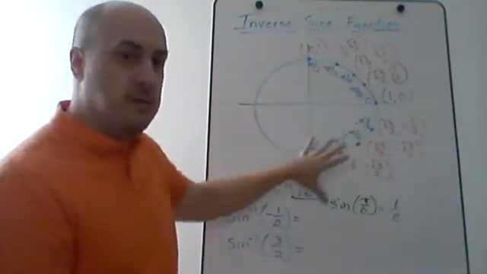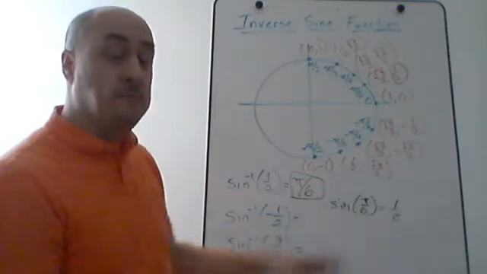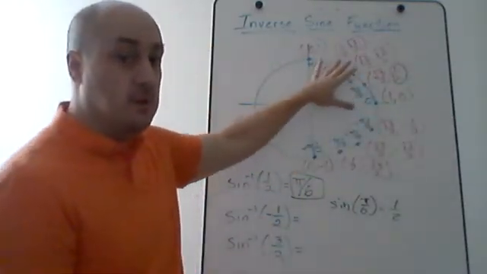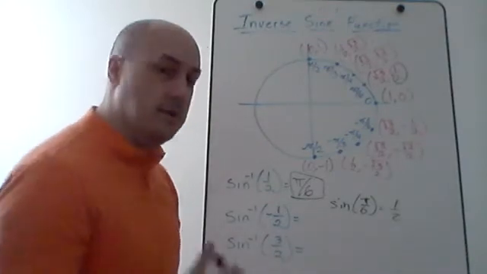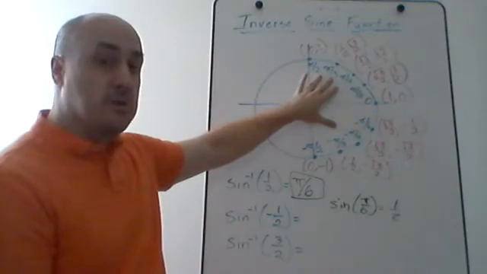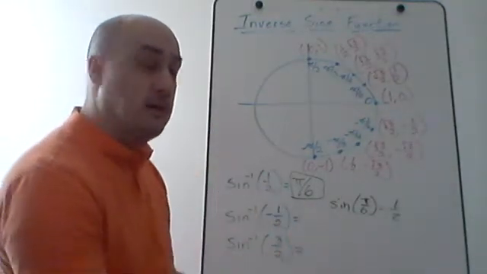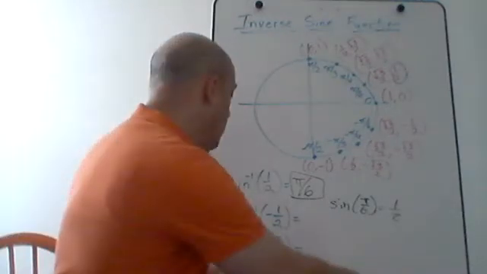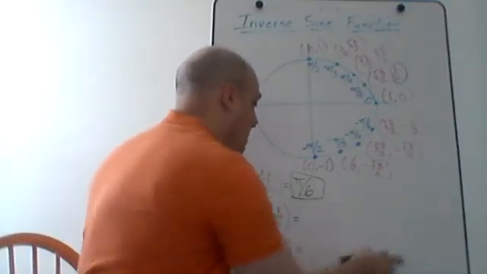That's not part of the domain and range of the inverse sine function. The domain and range of the inverse sine function tell us to only use that right half of the circle. So it's real important to know that for inverse sine, we have to limit our unit circle usage to just the right half, between negative pi over 2 and positive pi over 2. So sine inverse of 1/2 equals pi over 6.